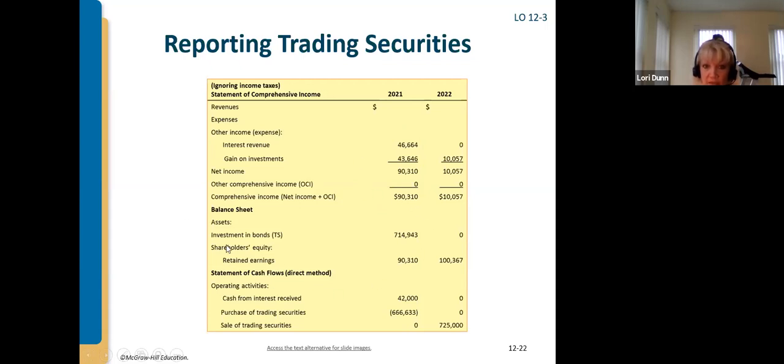Here's the balance sheet presentation. Investments in bonds under current assets, and I'd love for that to say current assets there, reported at its fair value at the end of 2021. So you can see it being reported right on the financial statement. So all of these journal entries are leading us to get to what we need to have on that balance sheet or income statement.